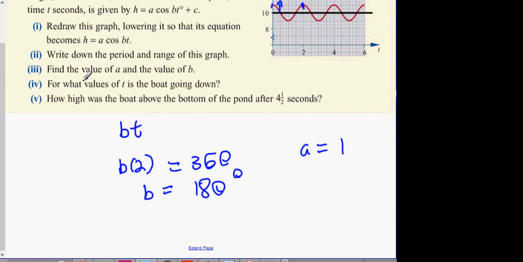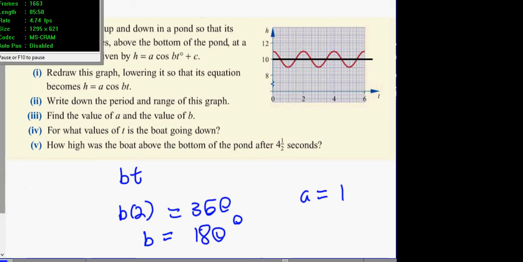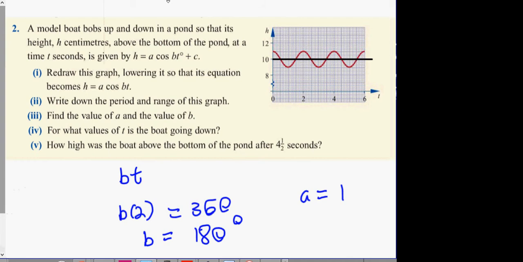For what values of t is the boat going down? So the boat is on its way down. So let's figure this out. A is 2. Yeah. A is 2. Shh. So A is 1 because it goes up 1 to 11 and down 1 to 9.